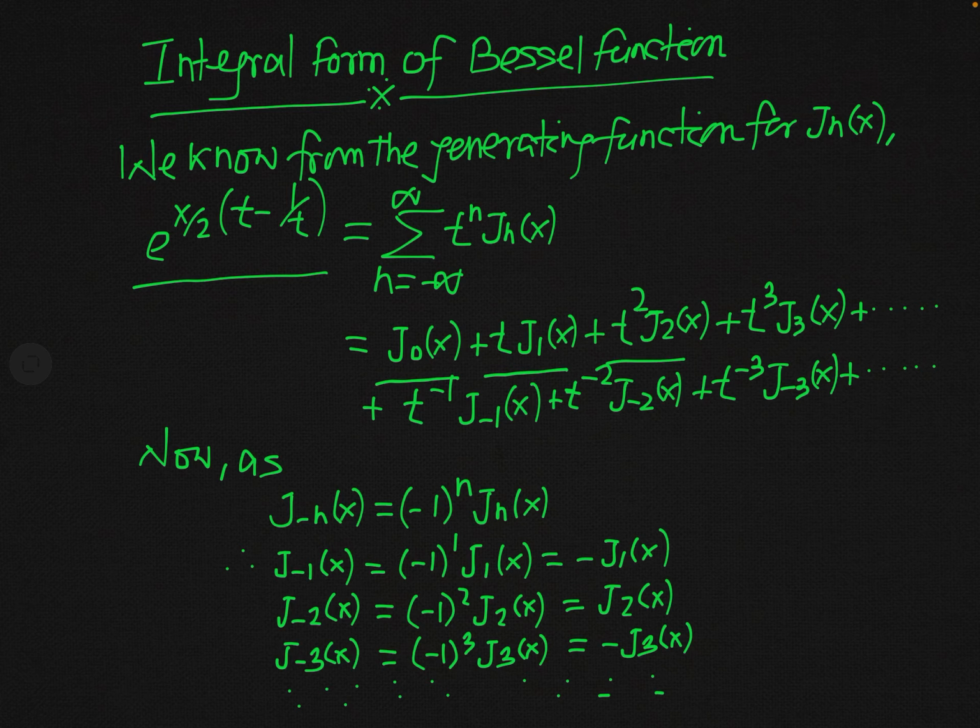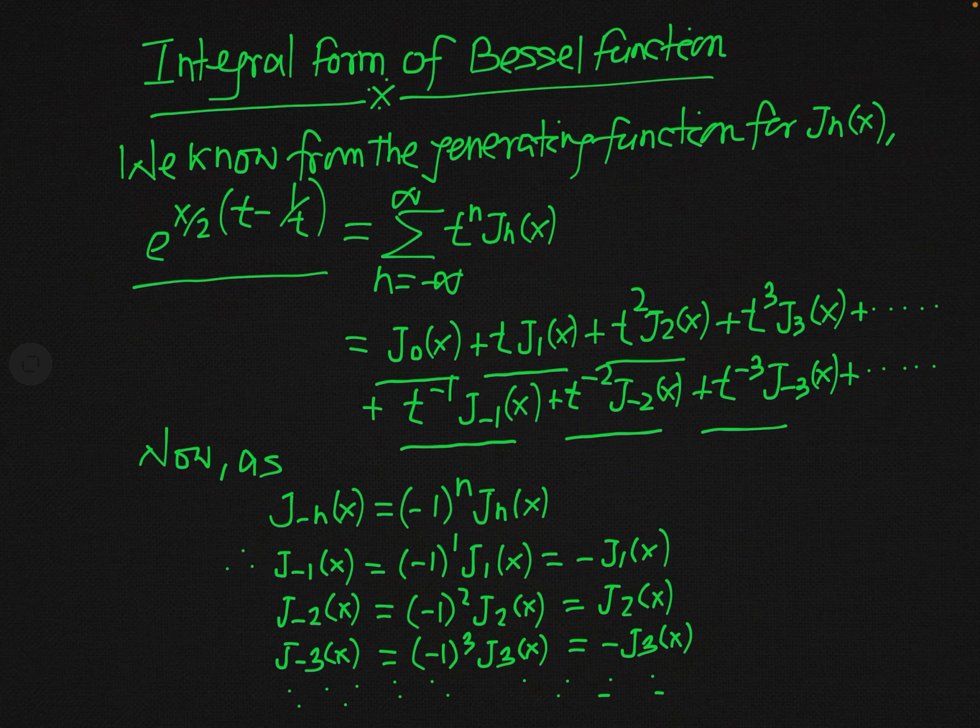You can see if we start from n equal to minus 1, then the term will be t to the power minus 1 J minus 1 of x plus t raised to the power minus 2 J minus 2 of x plus t raised to the power minus 3 J minus 3 of x and so on up to minus infinity. This term will be in this series.